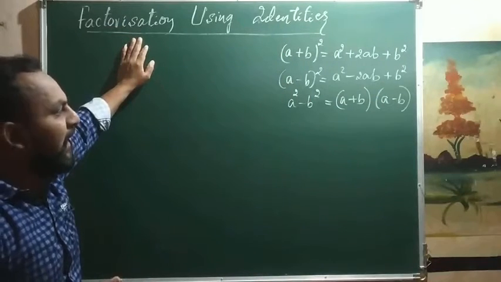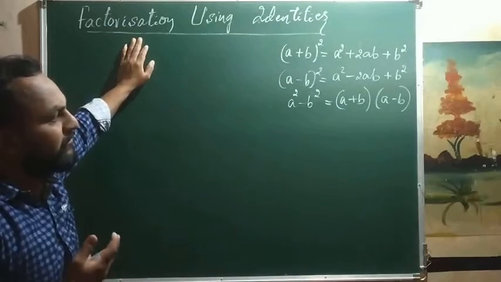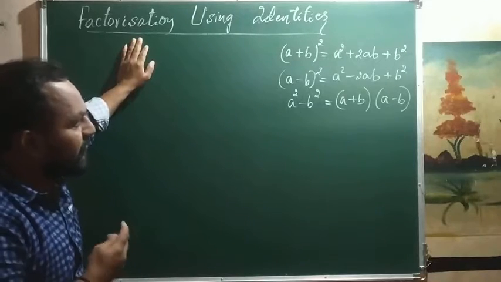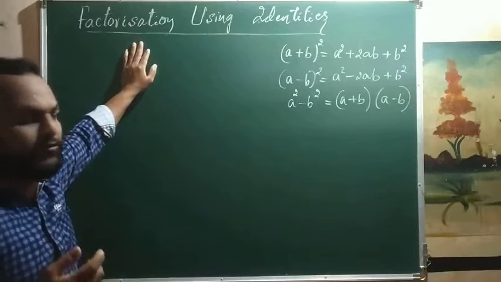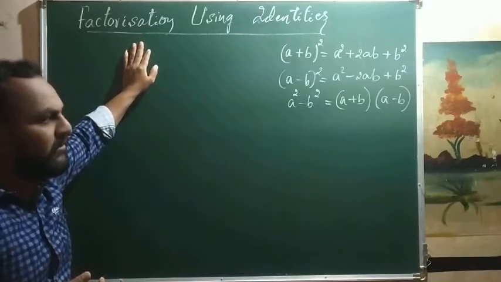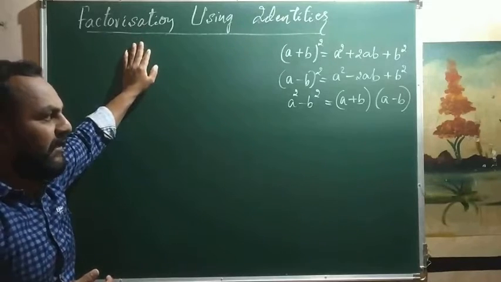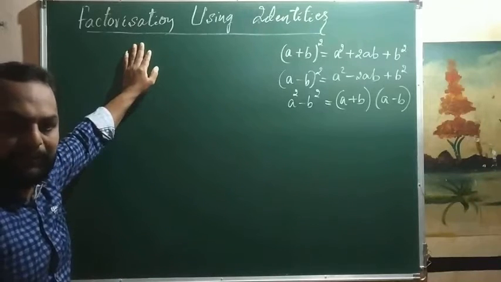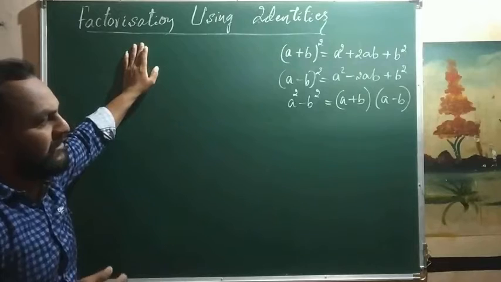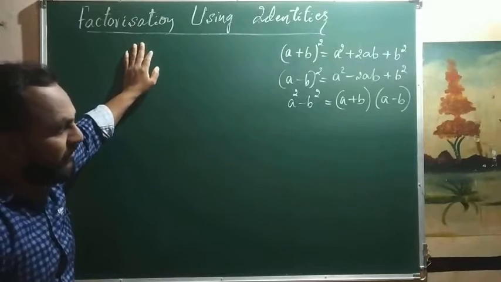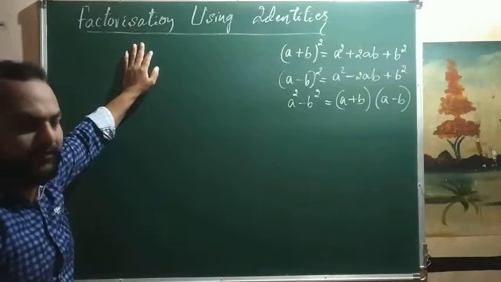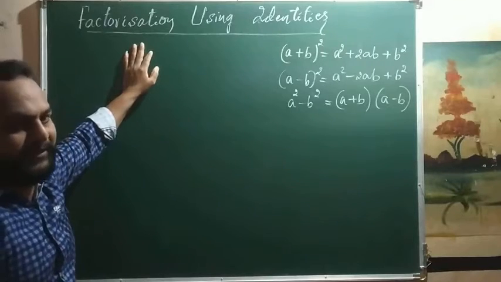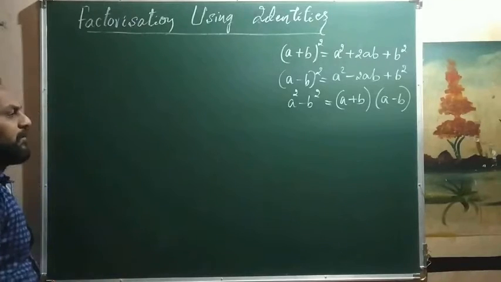By using identities, we know the three identities. The first one is a plus b whole square, which is a square plus 2ab plus b square. The second identity is a minus b whole square, which is a square minus 2ab plus b square. The third identity is a square minus b square, which is a plus b times a minus b.